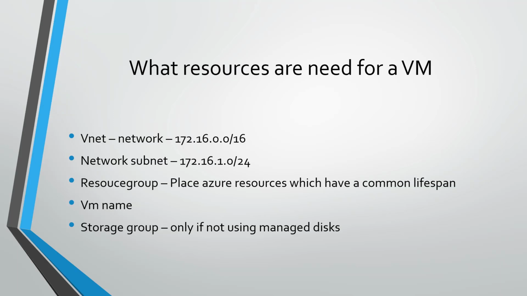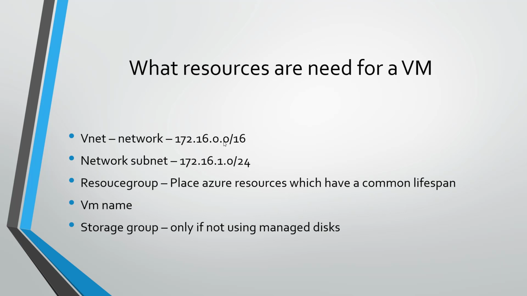Before we begin the lab, let's cover a few slides just to cover some basics of creating a VM. This slide here shows us what resources are needed to create a VM in Azure. First thing you need to have is a VNet or a network. Here I'm using 2 class full addresses, 172.16/16, and then you need a subnet to put the VM in. So that'd be 172.16.1.0.